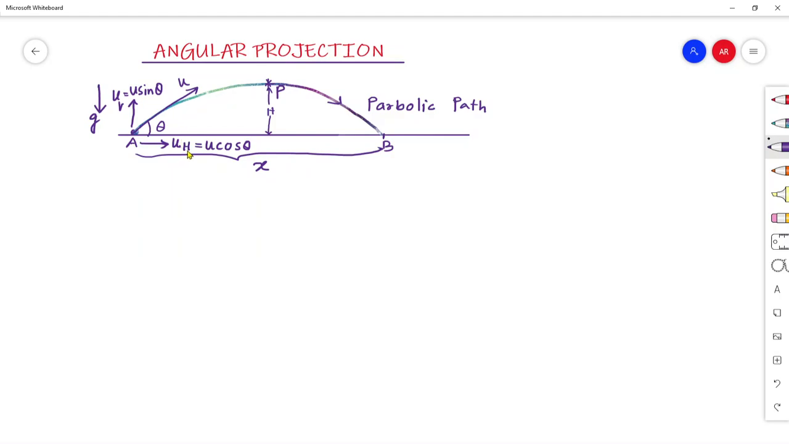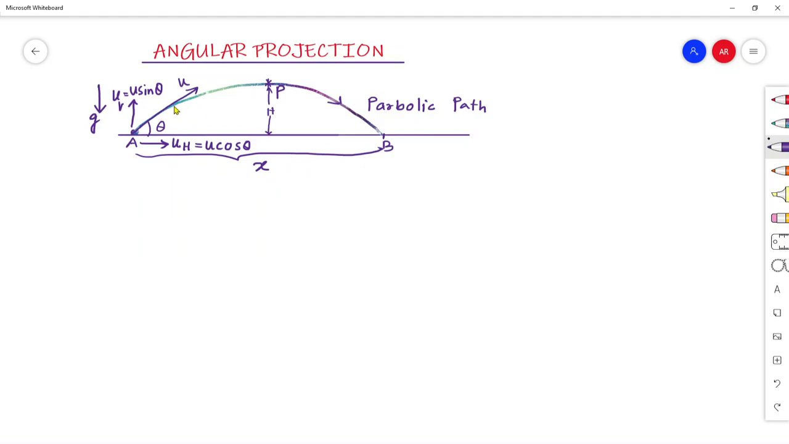What happens to the horizontal velocity? Horizontal velocity here stays the same, constant, because we consider there is no air resistance present. So in this projectile chapter, in this whole kinematics, we consider there is no air resistance. The horizontal velocity stays the same all through, but the vertical velocity keeps changing. This vertical velocity decreases while rising up and increases while falling down.